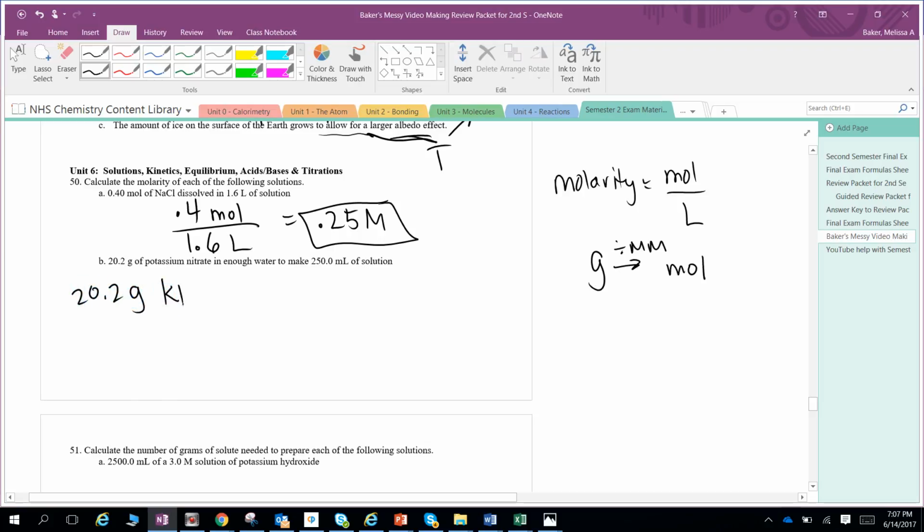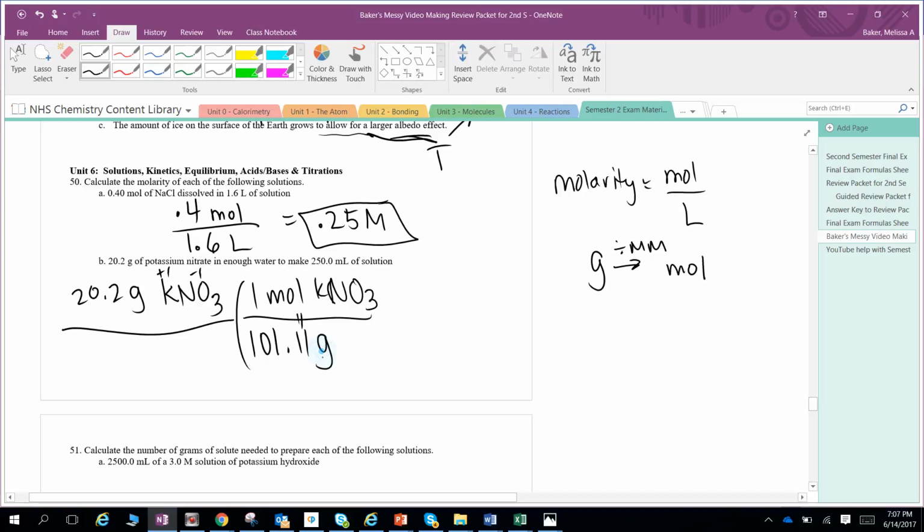20.2 grams of potassium nitrate. Check charges, they cancel out, so that is the formula for potassium nitrate. I'm going to add up its molar mass from the periodic table. 1 mole of KNO3 is equal to 101.11 grams.